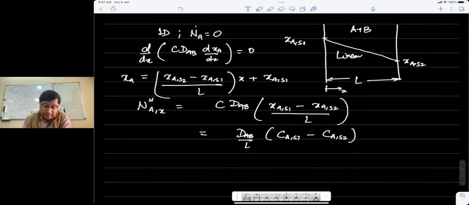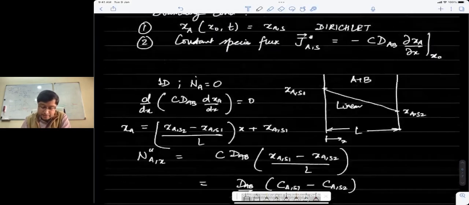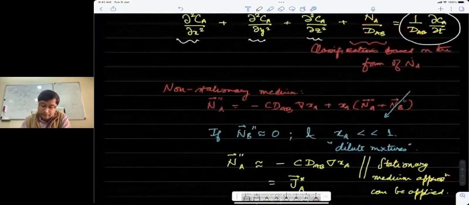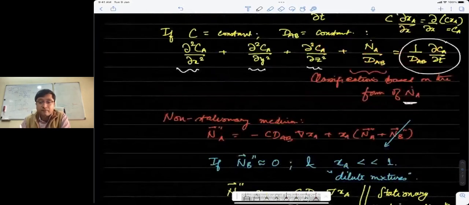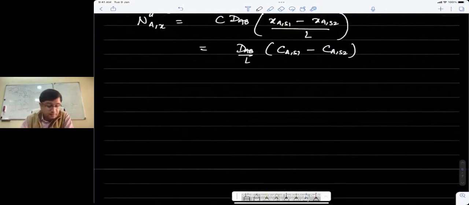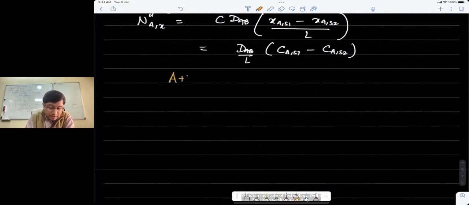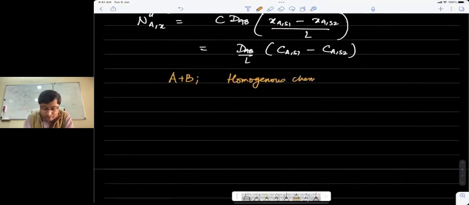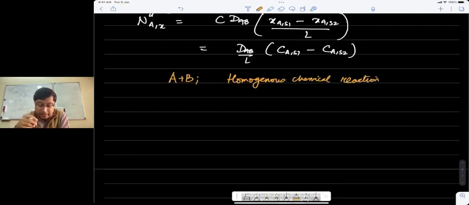Okay. Now let me take one more example, which is sort of a follow up from what I said about classification of this equation based on the form of n dot A. The second example is when you have a chemical reaction occurring in the mixture. Say we again have a binary mixture of A and B, and we have a homogeneous chemical reaction, which means that it is occurring in all parts of the mixture, even though its intensity may be non-uniform, but it is happening everywhere in the mixture. So it's a volumetric phenomenon.